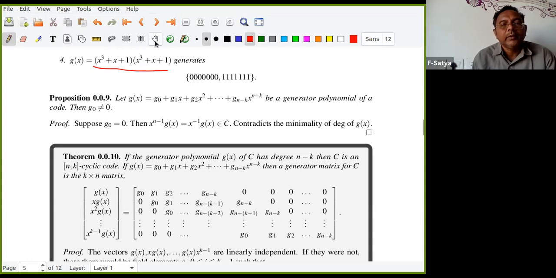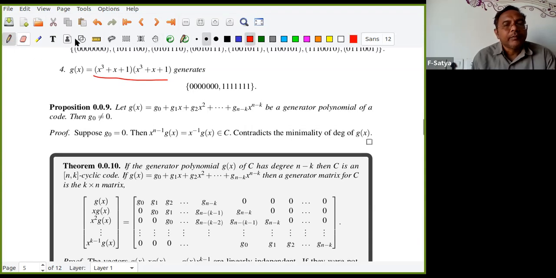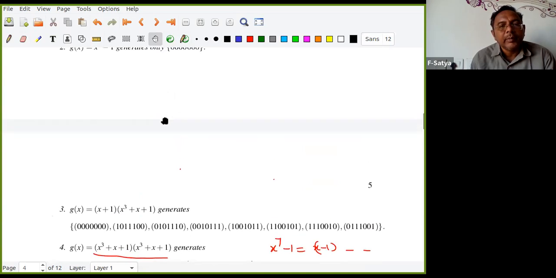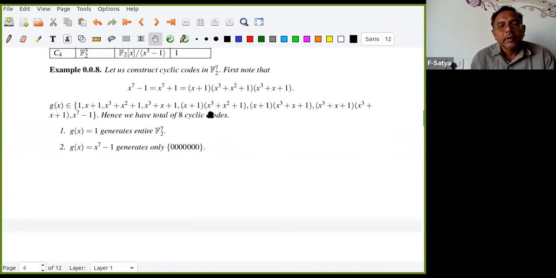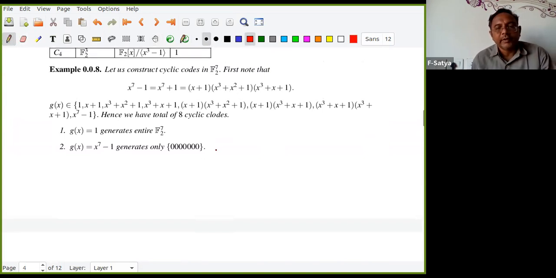Okay, I'll explain. See, x power 7 minus 1 is equal to what? x minus 1 into the product of two more polynomials. You see that earlier I wrote here? Remember? 3 polynomials, right? Now I'm multiplying these two. What is that equal to? That is the question I'm asking.